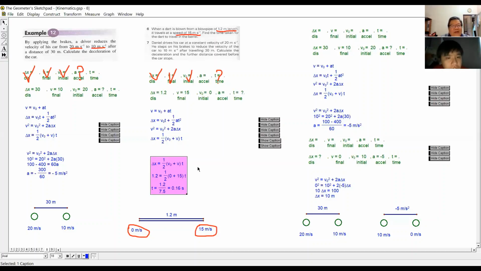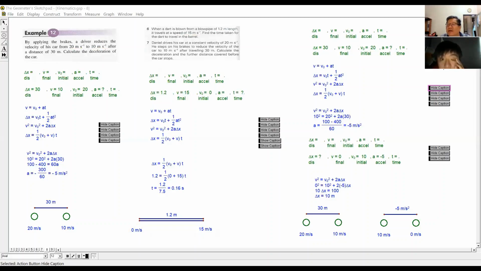Okay, we look at the fourth one. Delta x is replaced with 1.2. Half, you just write down half. Initial velocity is 0, final velocity is 15. So 15 divided by 2 is 7.5. You bring the 7.5 over: 1.2 divided by 7.5 is 0.16 seconds. Very good. Now let us look at question number 7. Can you read question number 7?